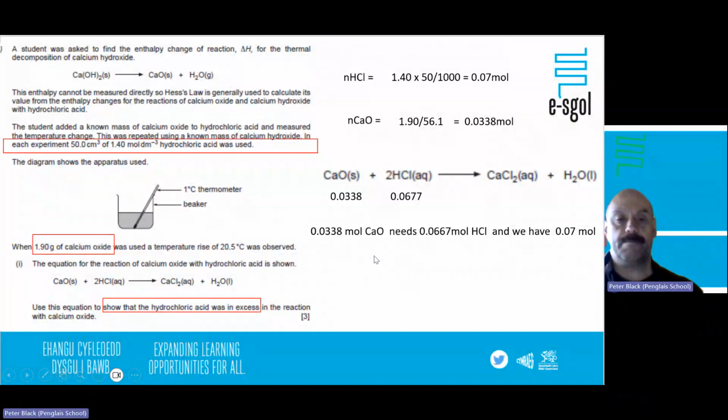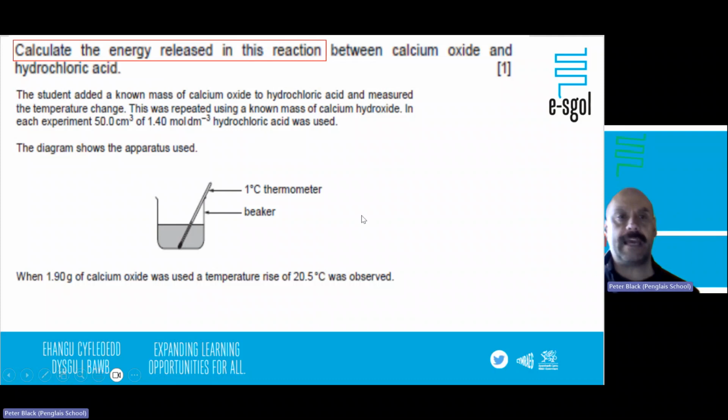So fairly basic, straightforward year 12 chemistry, but that's the sort of stuff you may forget. Okay, so why is it important we know who's in excess? Well, we're going to calculate the energy released in the reaction between the calcium oxide and hydrochloric acid, and we'll work that out, then go on to work out an entropy change.